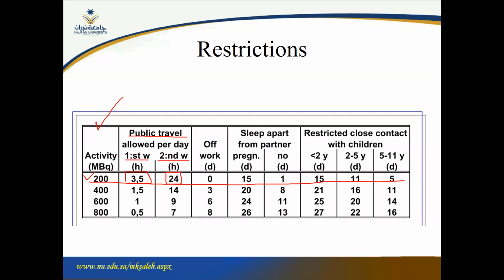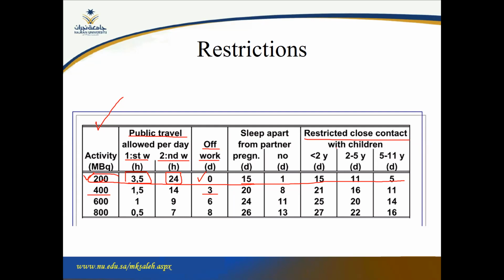Because, you know, in public travel, he will be in contact with other passengers. About time off work, there is no need to take time off up to 200. But if he receives 400, he needs to be off from work for up to 3 days. Sleeping apart from partner: if the partner is pregnant, he should sleep away for up to 15 days if he receives 200 megabecquerel.